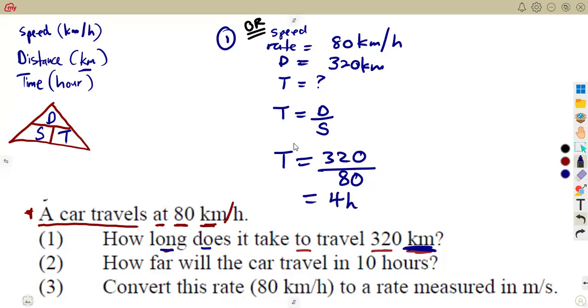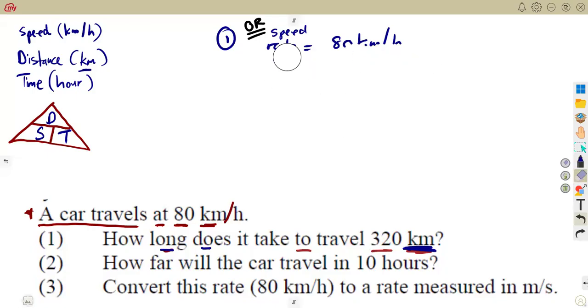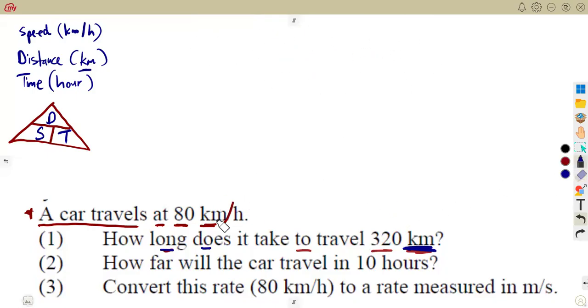So you can use this understanding, or you can use the understanding of per each value, that is, for every hour you have covered 80 kilometers. What about for 320? You just divide 320 by 80. A certain quantity referred to another.